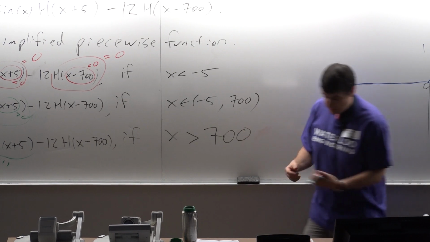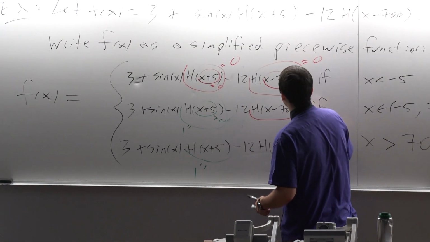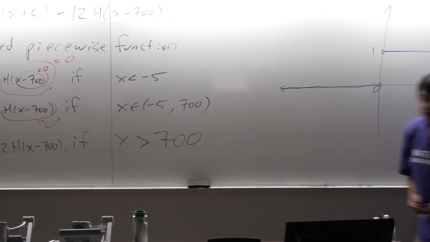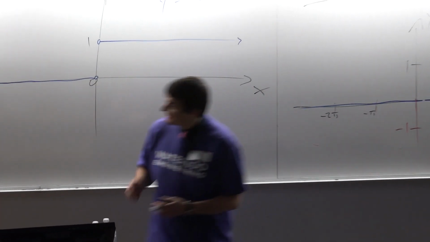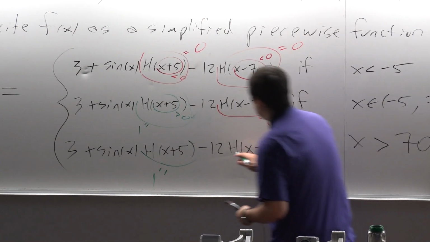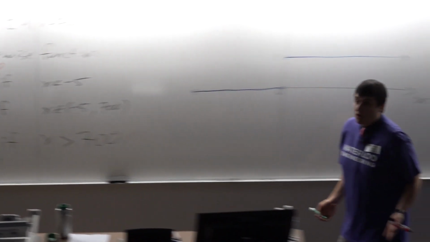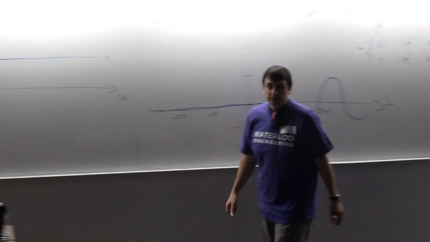Negative, which means that the entire h of all that stuff gets replaced with a 0. And finally, when x is greater than 700, this h of x minus 700 gets replaced with a 1. Those are all the pieces we need to finish solving this problem.